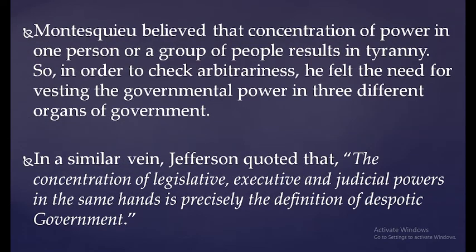Montesquieu believed that concentration of power in one person or a group of persons results in tyranny. So, in order to check arbitrariness, he felt the need for vesting the governmental power in 3 different organs of government. In a similar vein, one of the founding fathers of the Constitution, Thomas Jefferson, said that the concentration of legislative, executive, and judicial powers in the same hands is precisely the definition of despotic government.